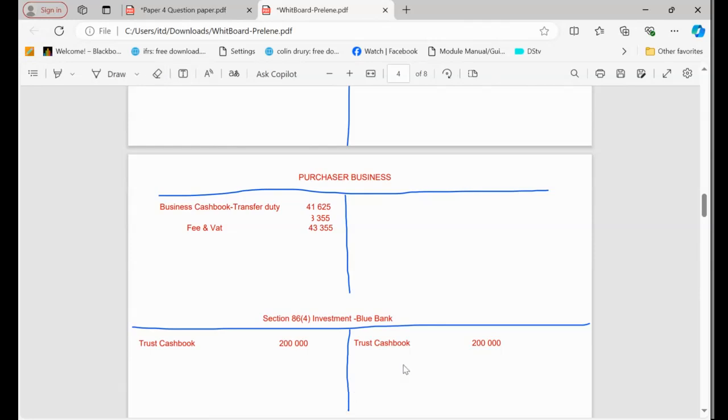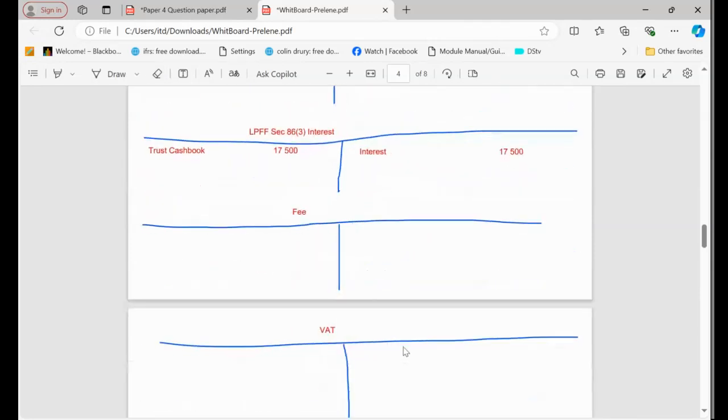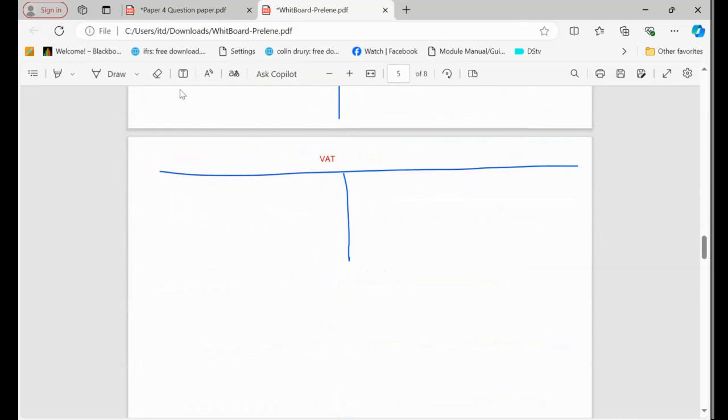So okay, VAT. Out of that VAT, obviously the VAT must come in. It's going to be purchase a business because it comes from there. You said how much is it? 5655. Like this, yeah. Okay.